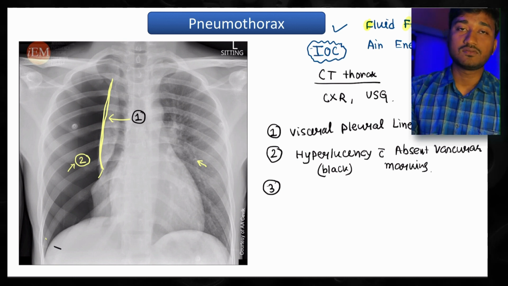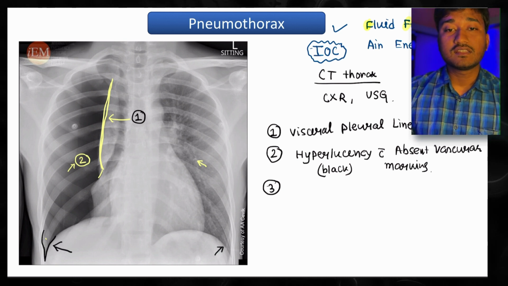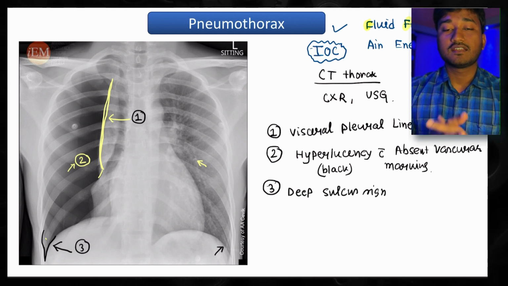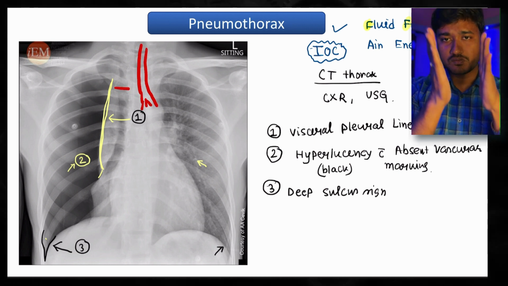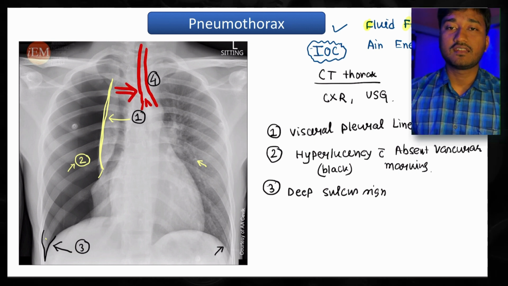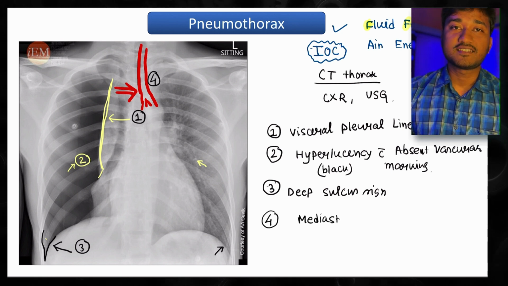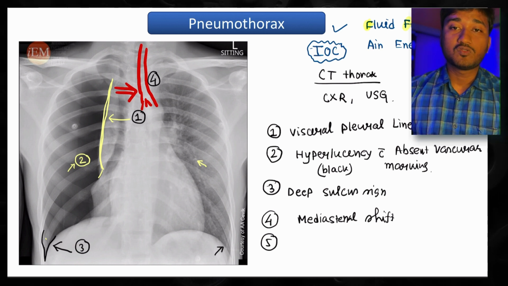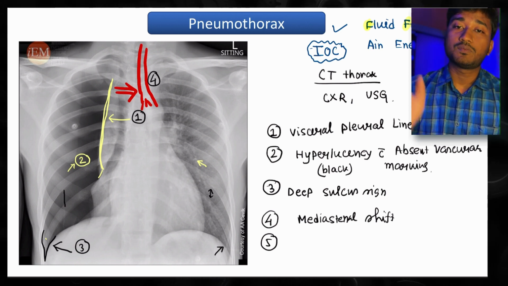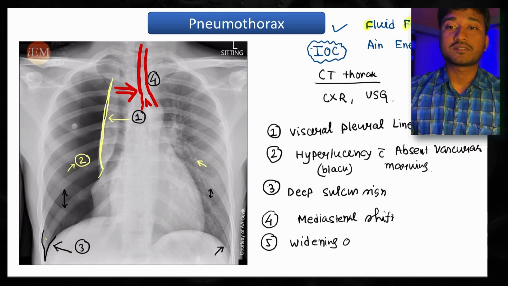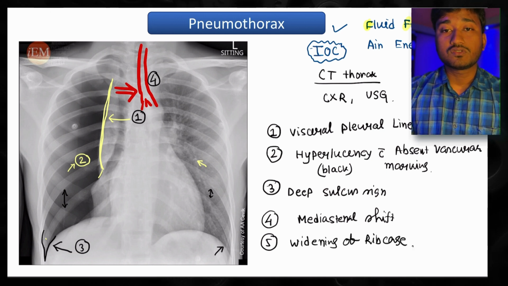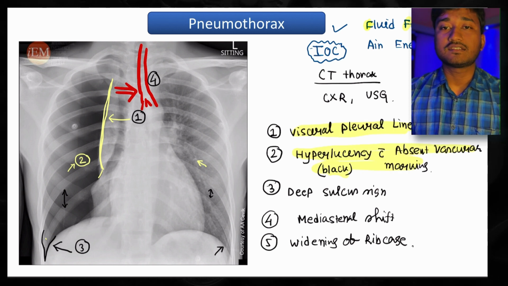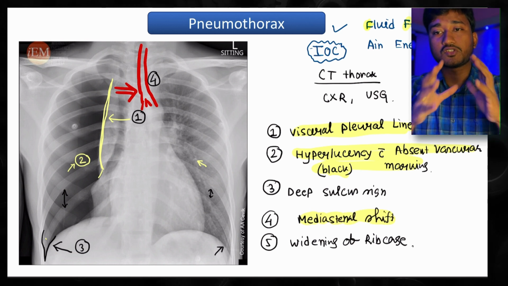So this is not the lung tissue. And number 3, you can see the deep sulcus sign. Deep sulcus, that is the anterior CP, the CP angle. In the right CP angle you can see this has become much deeper. This is called the deep sulcus sign. And number 4, what you can see from here is that if it is massive, that is a tension pneumothorax, your mediastinum will be shifted to the opposite side. This is called mediastinal shifting. And also you can see the widening of the rib cages. In the left side the ribs are normal, but in the right side in the pneumothorax, because of air pressure, there is widening of the rib cages.